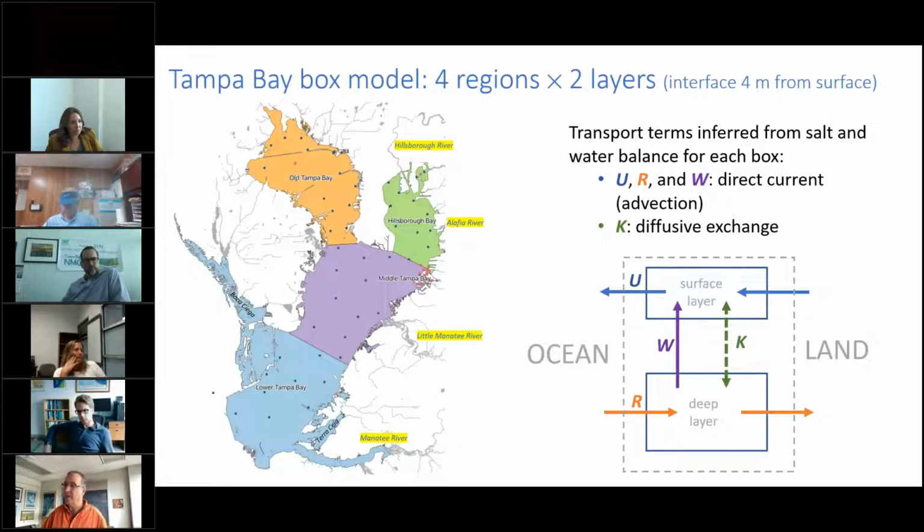But what we've done is broken up Tampa Bay into 4 regions: Old Tampa Bay, Hillsborough Bay, Middle Tampa Bay, and Lower Tampa Bay.